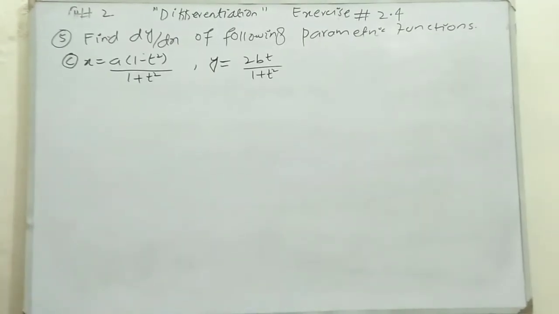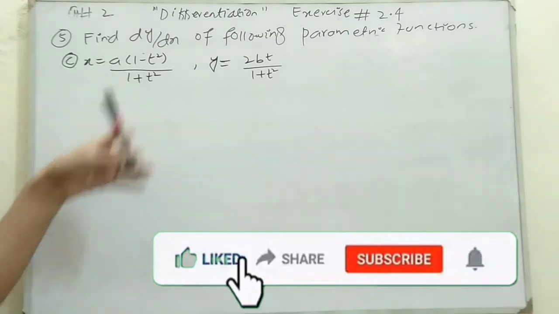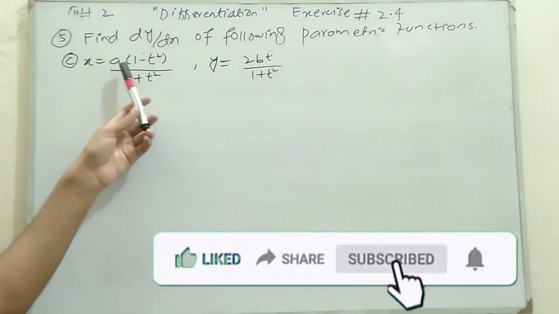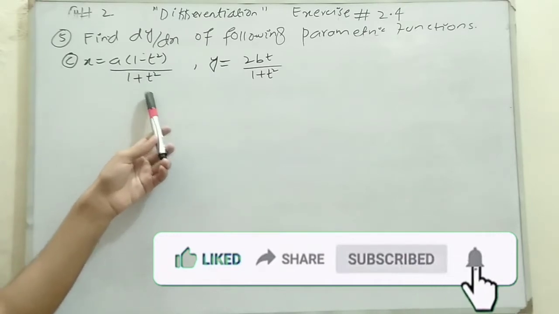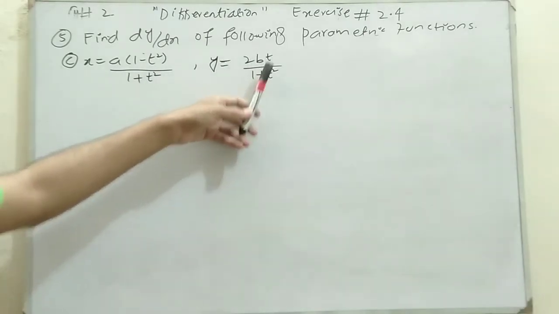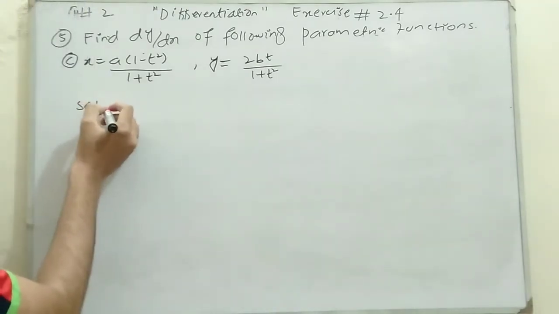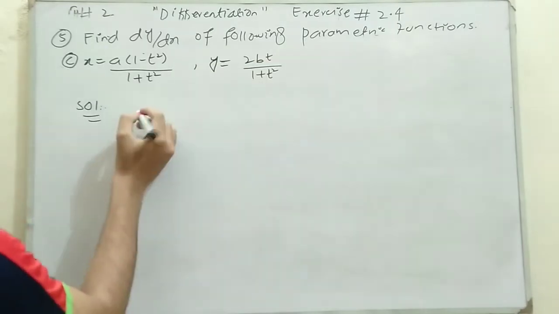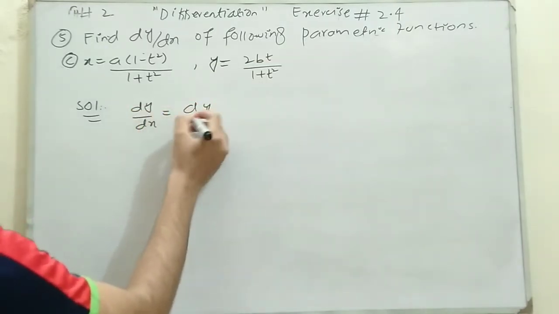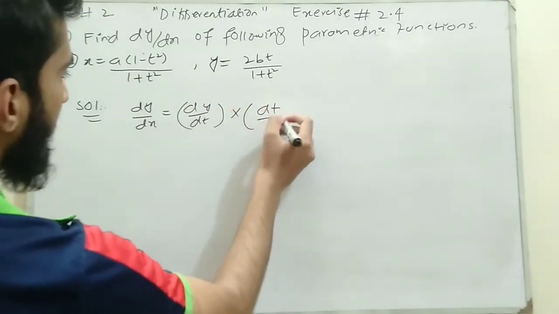Now move to part C, which is the comprehensive and the most difficult part of the question. A function x is given, which is equal to a multiplied by 1 minus t square divided by 1 plus t square, and the second function y is equal to 2bt divided by 1 plus t square. Now we are going to first write the formula for the parametric function: dy by dx will be equal to dy by dt multiplied by dt by dx. So this is the formula.